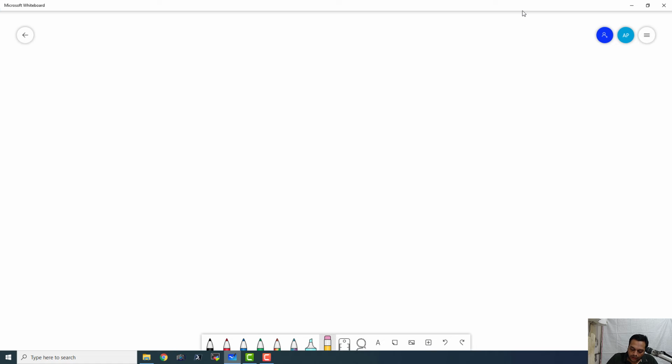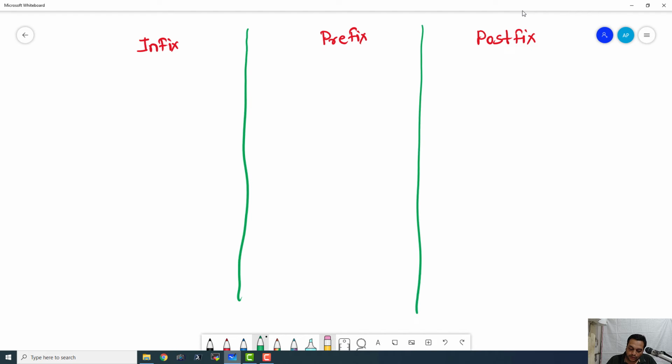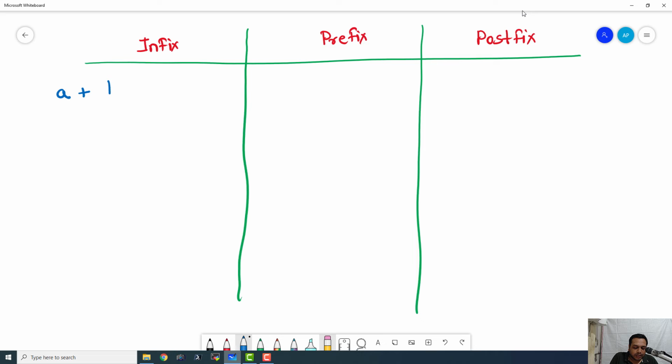So again, we are going to make three columns. So here I'm going to use the red marker: infix, prefix, and postfix. And let me use the green marker for boundaries. And let us use the blue marker for our expressions. So the expression is A plus B multiplied by C plus D.